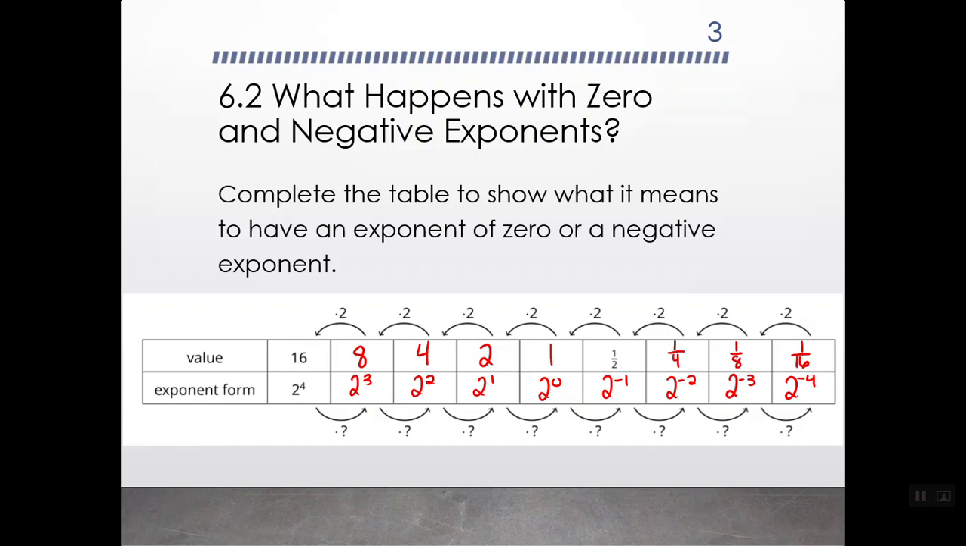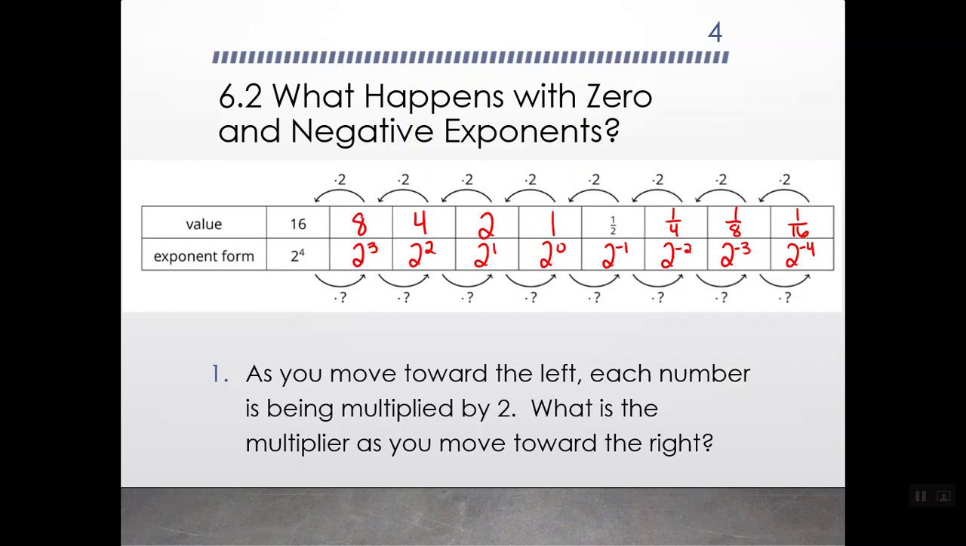So let's answer some questions about the table. So as we move toward the left, we can see that each number is being multiplied by 2. So what's the multiplier as we move towards the right? This is similar to yesterday. We're essentially dividing by 2. Remember that dividing by 2 is the same as multiplying by a half. So we're multiplying by 1/2 as we move toward the right.